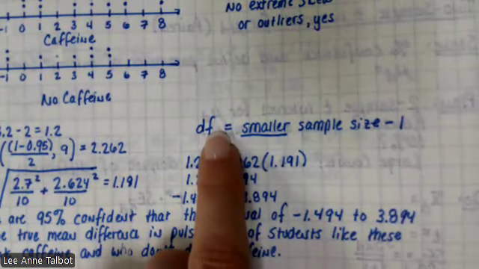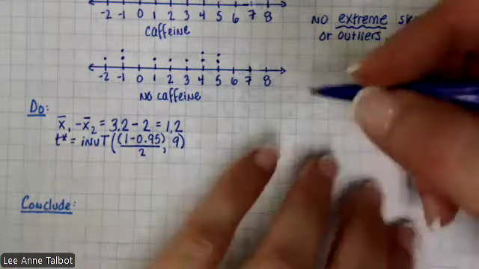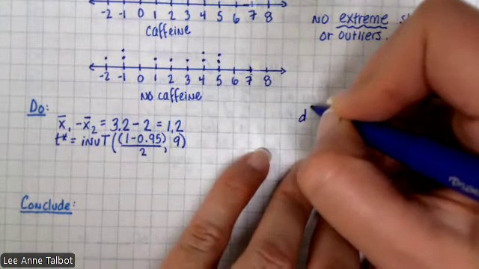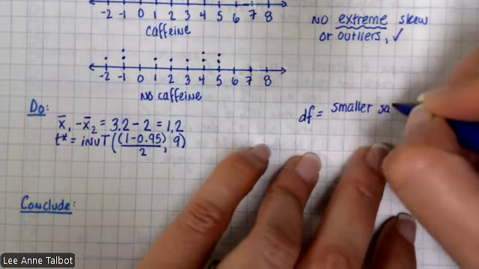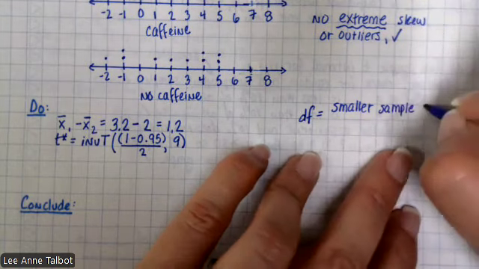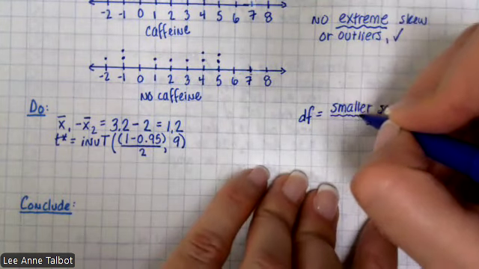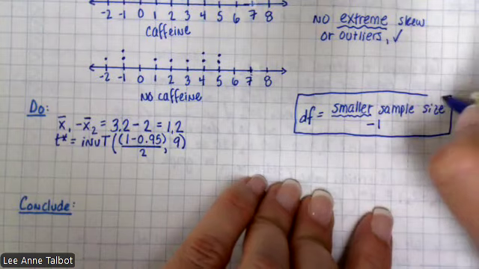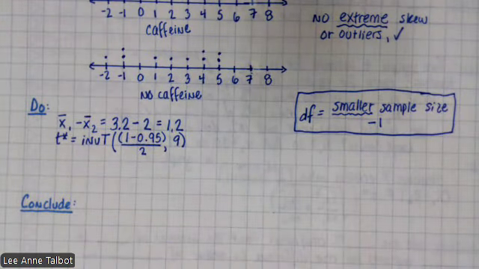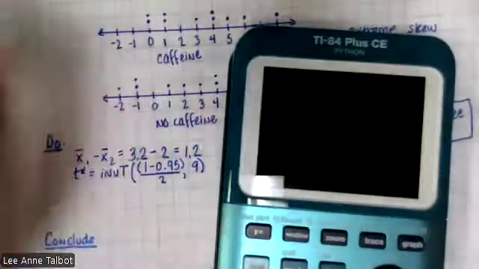But what if the sample sizes were different? You always take the smaller one. So make yourself a note over here. Degrees of freedom equals smaller sample size minus 1. Smaller, because you need to be conservative. So if they're different sizes, use the smaller one. Okay, calculator time.